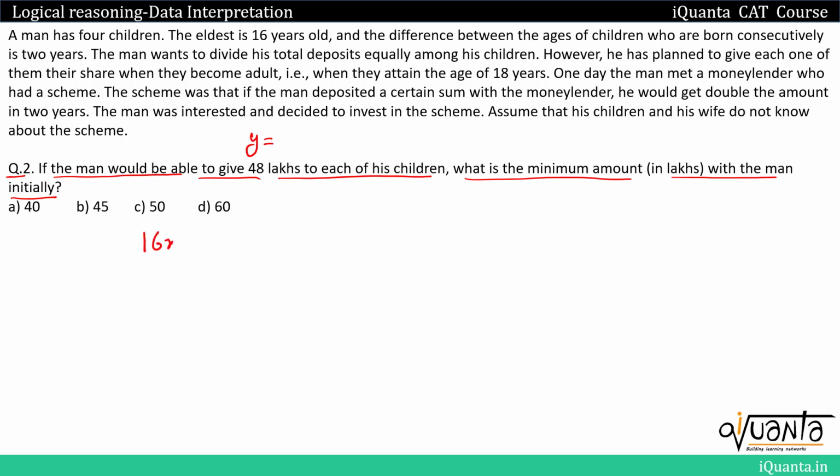So 16x equal to 15y. This was the equation that we were using. Now we want the answer in lakhs. So now the value of y is 48. We'll be having 16x equal to 15 into 48. X will be equal to 45 lakh. So 45 lakh will be the answer to this question, option B. Let's solve the next question now.